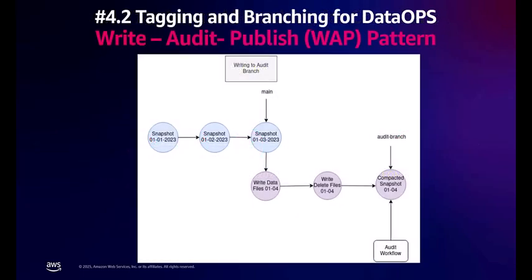So this is talking about tagging and branching for data ops. The WAP pattern, which is a write, audit, publish pattern, is really critical. It's a powerful data workflow model that allows safe, isolated writing of data, followed by validation before making it visible to readers. This is particularly useful in a multi-writer setup, for example, if you have streaming data, or a regulated environment where you don't want to push the change before it is validated.